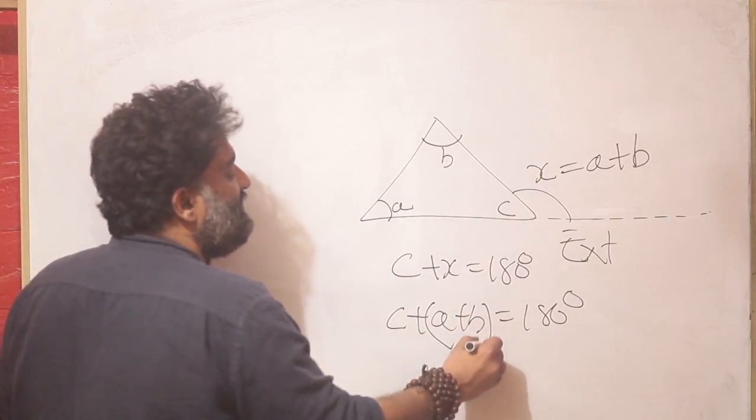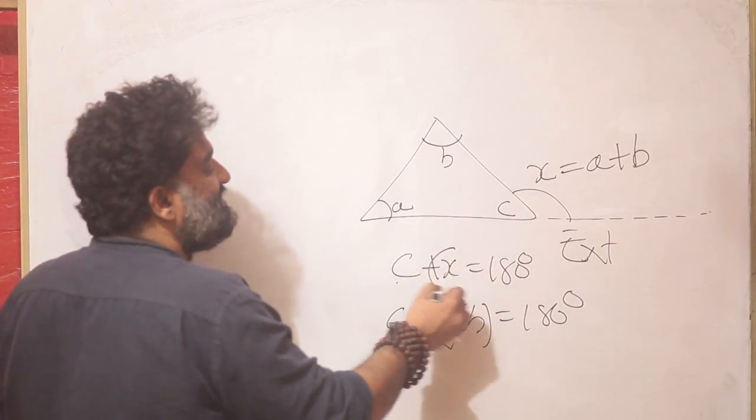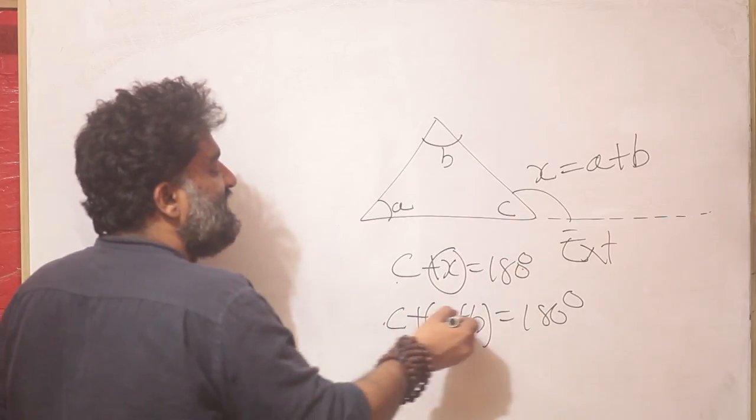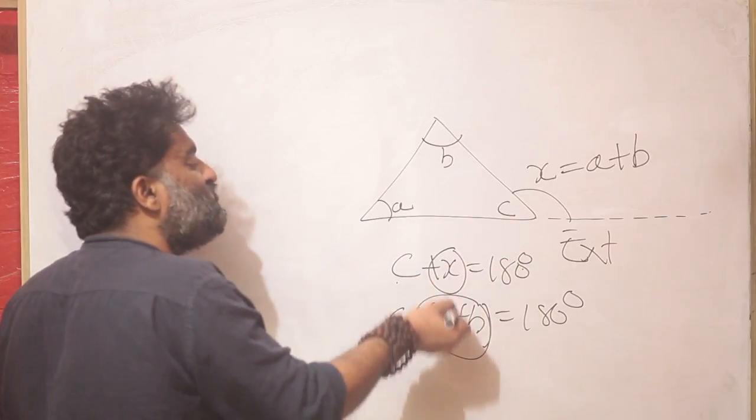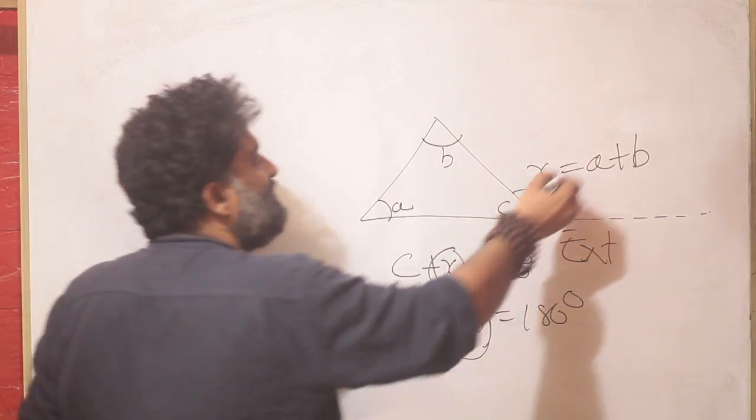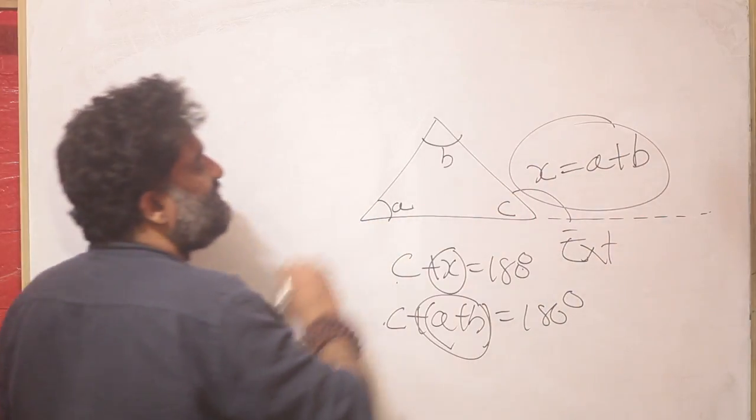Forget about solving the equation for a minute. C plus something gives you 180. C plus something gives you 180. These two somethings must be equal to each other. And that is my result in this particular story.